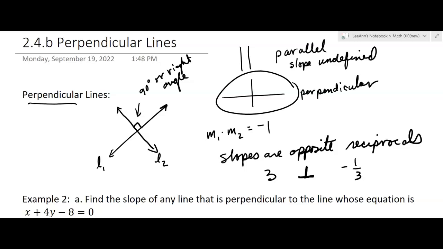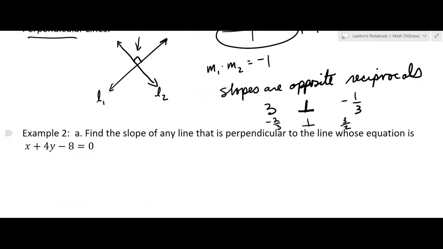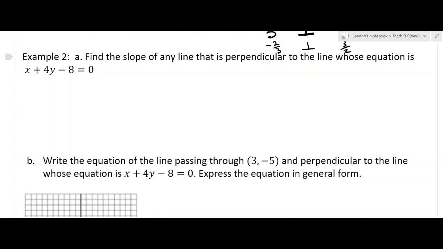Okay, and if you had a line that had a slope of -2/3, then the line perpendicular would be +3/2. So you're going to do the reciprocal and the opposite sign. Okay? So that's what perpendicular lines do. That's what their slopes do.